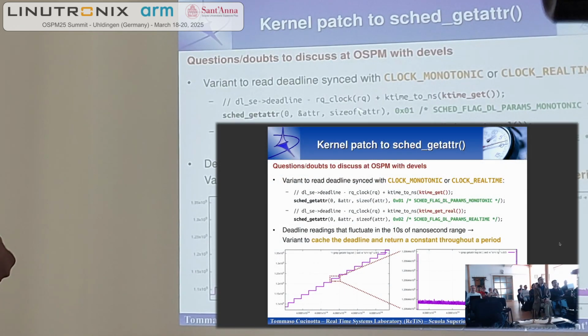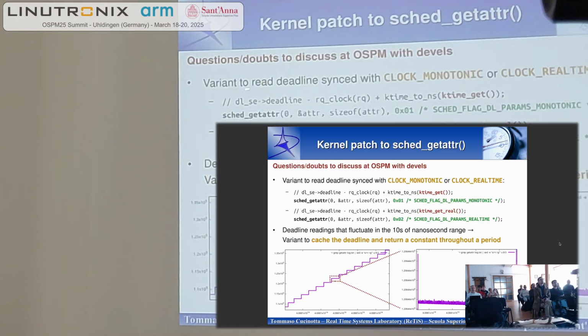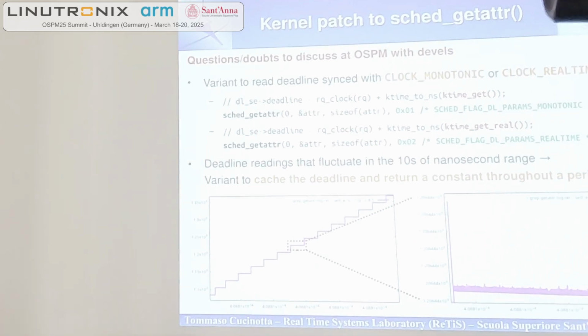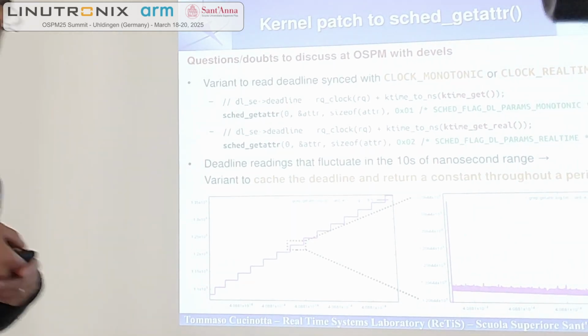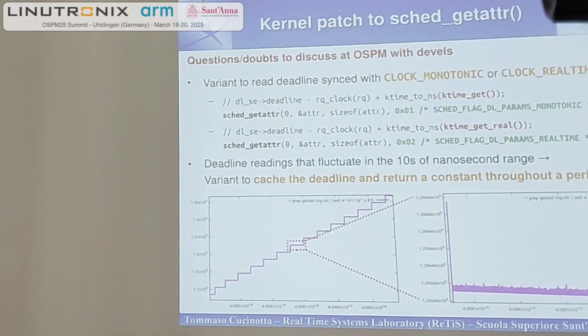Okay, now a little bit of numbers. Or actually, questions to people here. So one question is, a variant of this was using two possible flags in the sched_getattr. One to return the time relative to monotonic. The other one was to return the time relative to the real-time clock. You can use ktime. Go to that. Thank you. So, first question answer.